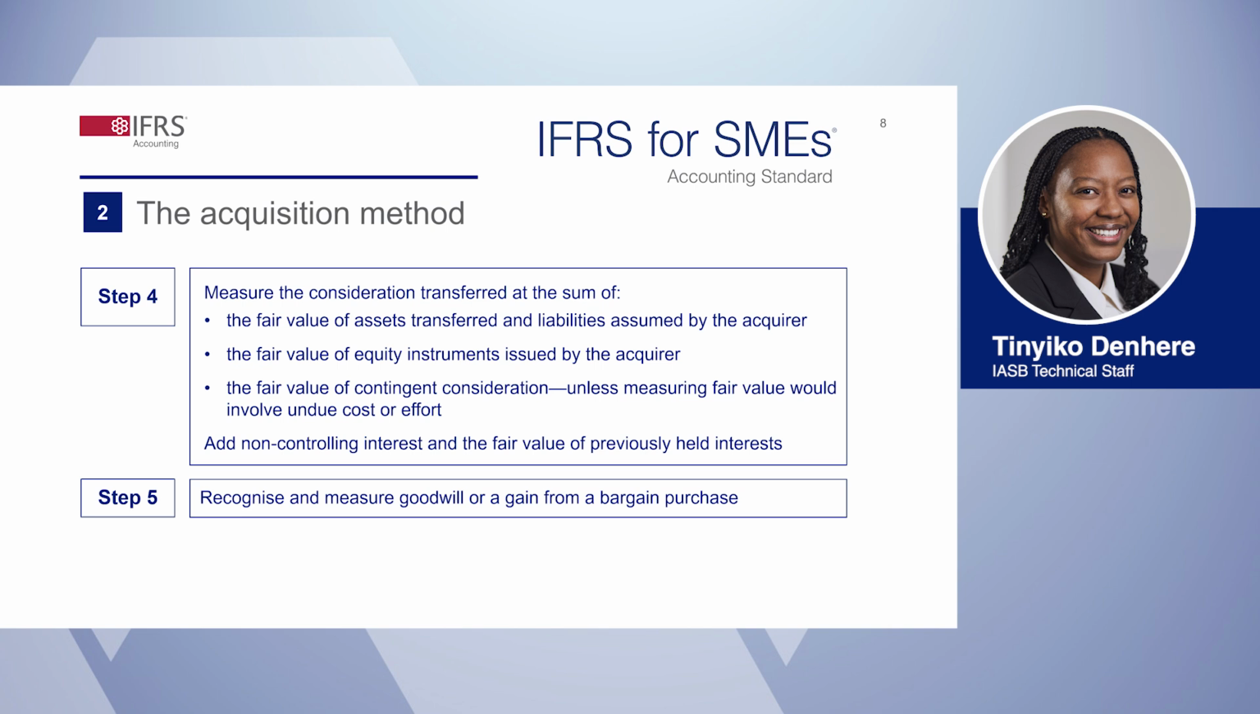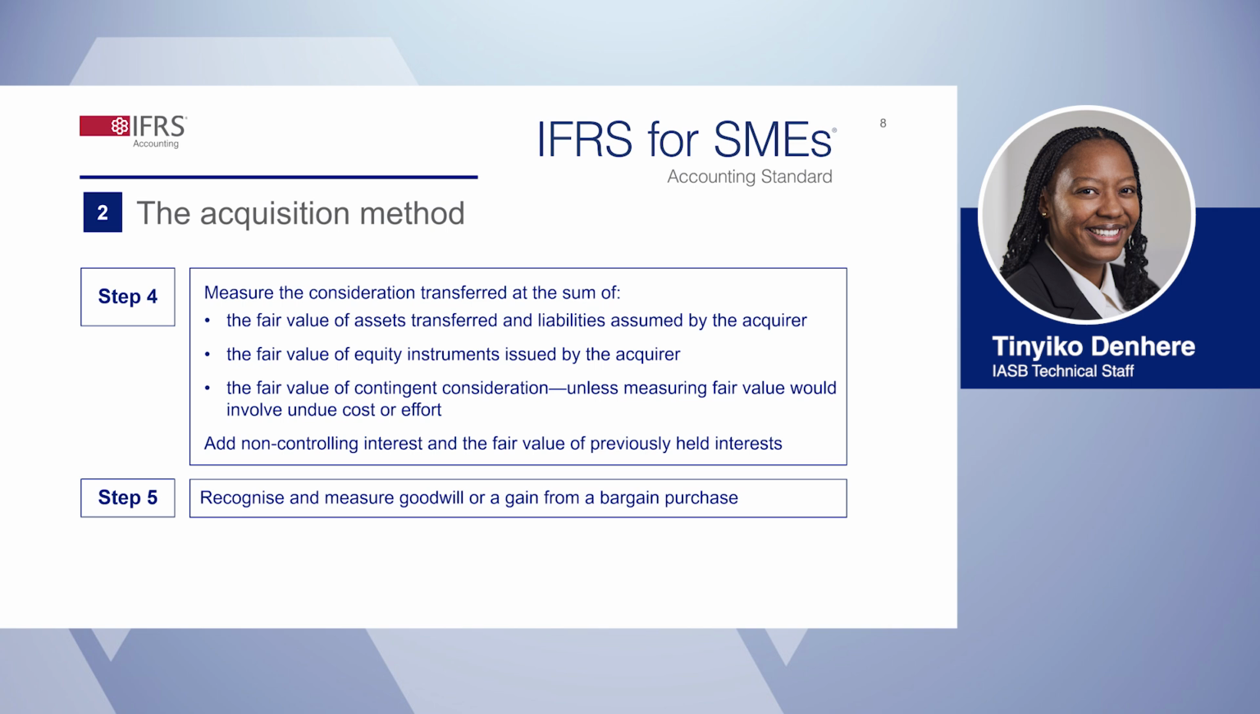Step 5 is to recognize goodwill. The calculation begins with adding together the consideration transferred, step 4, non-controlling interests, and the acquisition date fair value of the acquirer's previously held equity interest.